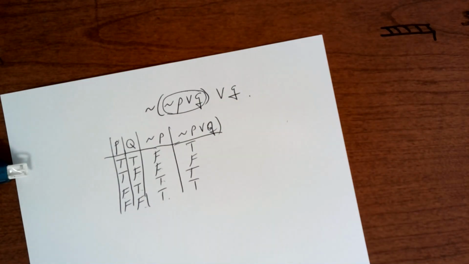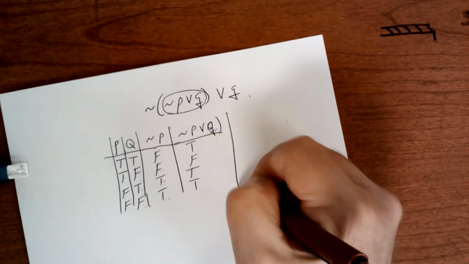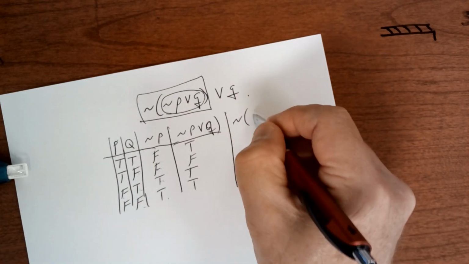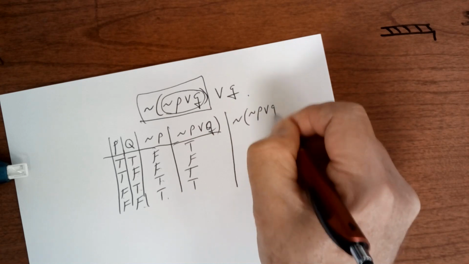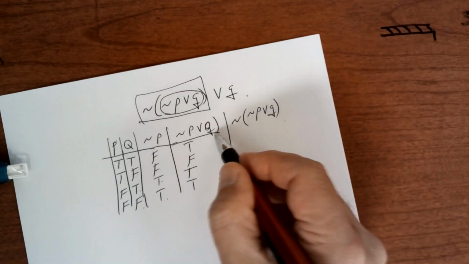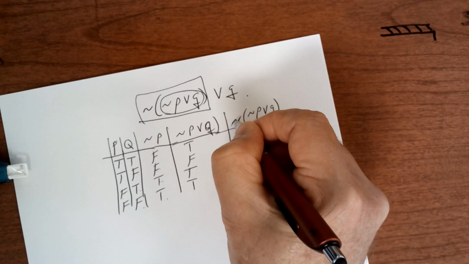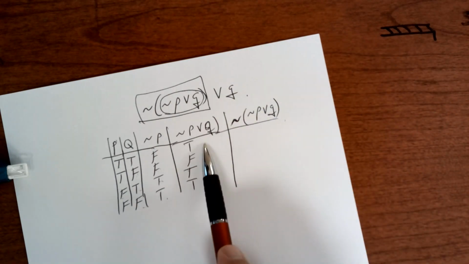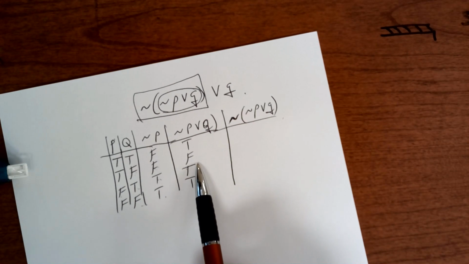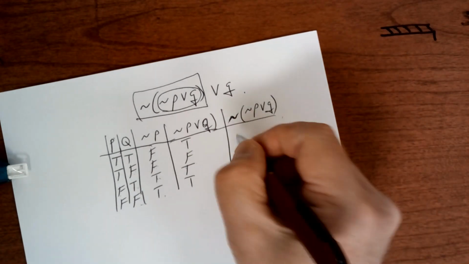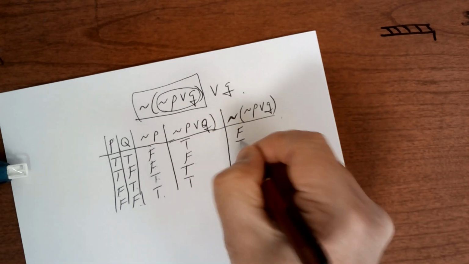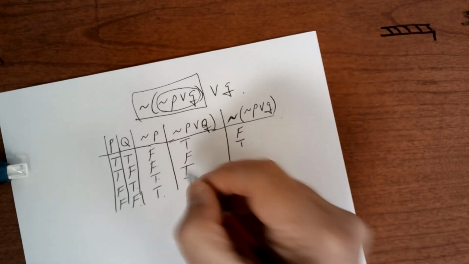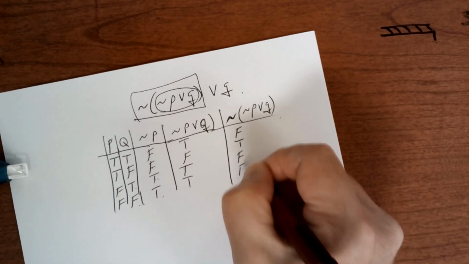Now we got it. Let's go to the next part, which is this whole thing, which is not all of this, P or Q. That's supposed to be a squiggly. Once we do that, we're going to say not this right here. So if it's true, we're going to say false. False, we're going to say true. And then this one, the opposite of that is going to be false, and then false on that one too.